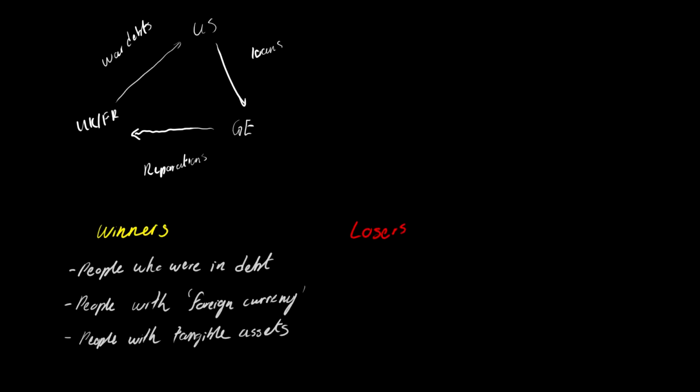Now losers, conversely, losers were people with money in the bank. If you had $100,000 in the bank, that's basically worth nothing now. So all that money you've saved up is worth virtually nothing because the value of the dollar's gone down. So if you had money in the bank, saved it up, you're a loser.